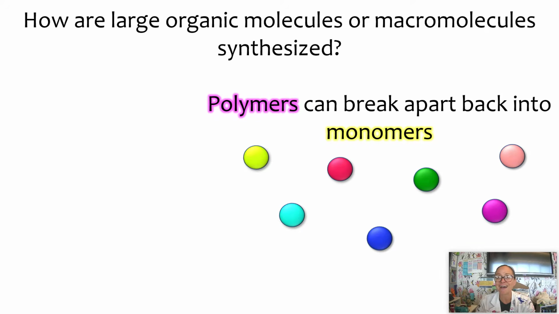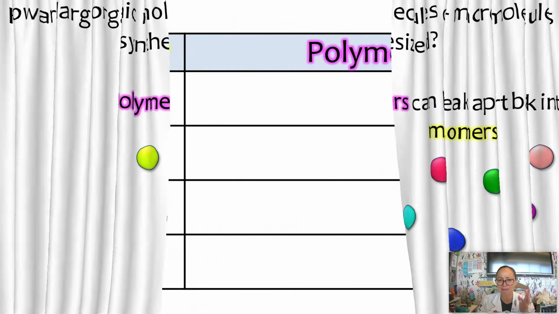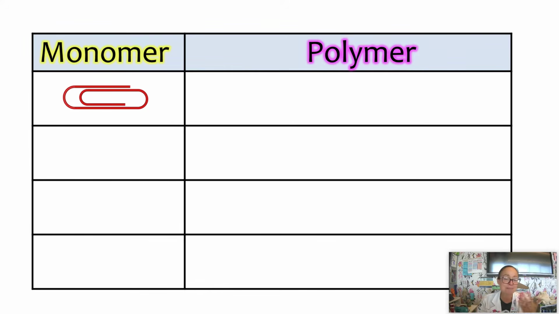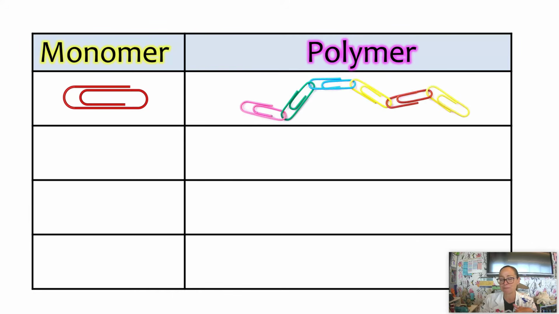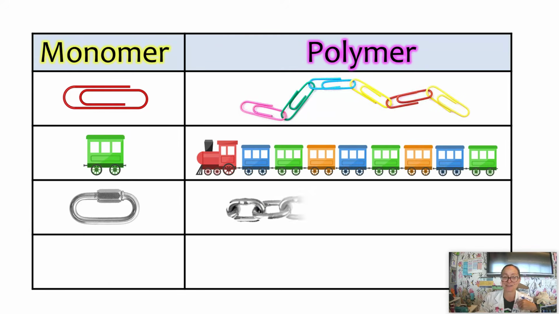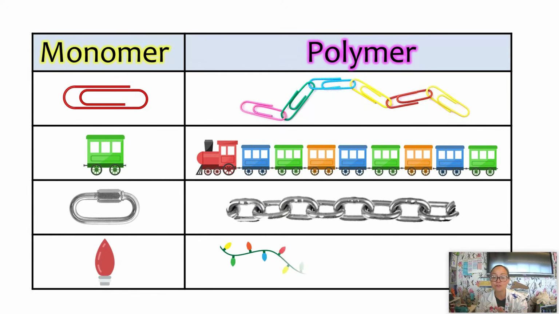Okay, let's go ahead and look at some analogies. A paper clip would be a monomer, and a chain of paper clips would be a polymer, right? A single train car, and then a train, etc. So you have your monomer and you have your polymer. You'll notice in the polymer, they're not all identical, right? I on purpose picked different color paper clips or different color train cars or different color Christmas lights to show that they're all Christmas lights, but they do come maybe in different versions.